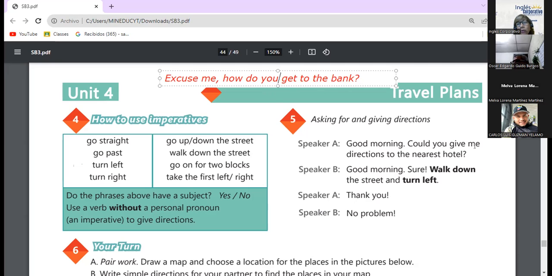Okay, you say, could you give me directions to the nearest hotel? Excuse me, how do I get to the nearest hotel? It's the same. Okay, now, the expression for giving directions is go straight. What is go straight?